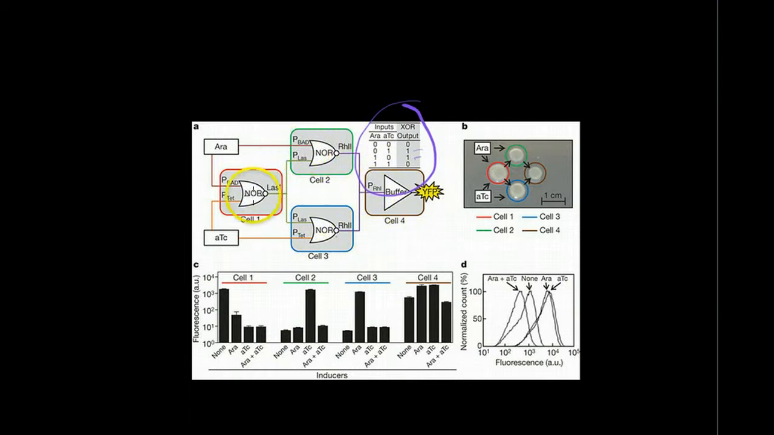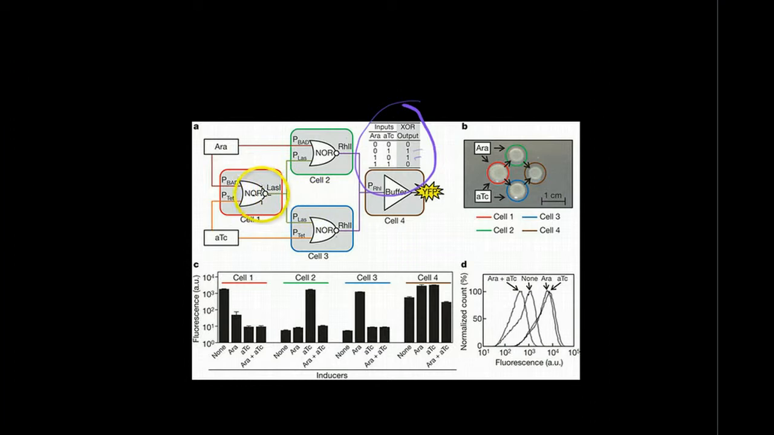So cell 1 carries a NOR gate that uses arabinose from the PBAD and anhydrotetracycline for the PTET. And these are the inputs. Arabinose and ATC are inputs for cell 1, and it expresses LasI as the output.